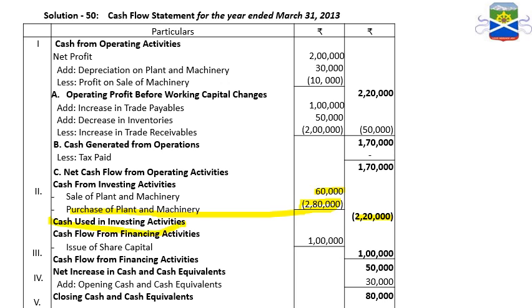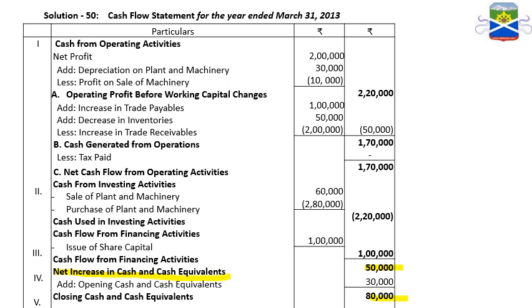And finally we find the third part of your question, that is cash flow from financing activity, of which issue of share is 1 lakh, and that is a positive figure, and there is nothing else in this question. If you consider these three parts, we have a net cash increase of 50,000. With that, we add the opening cash and cash equivalent of 30,000. So we have closing cash and cash equivalent of 80,000. That is your answer to this question, that is 80,000.